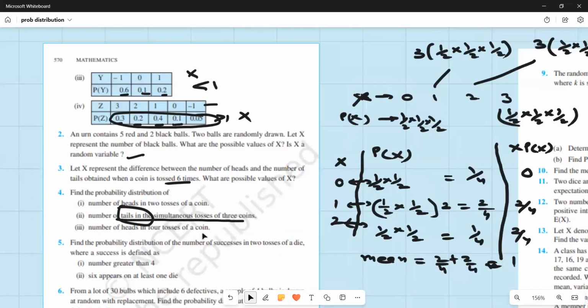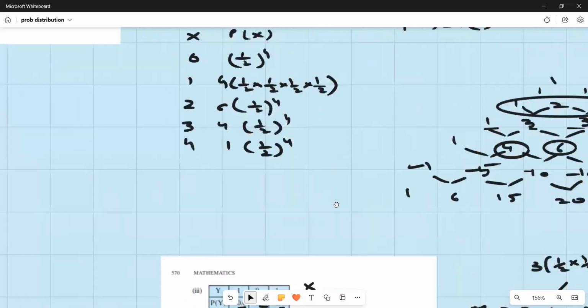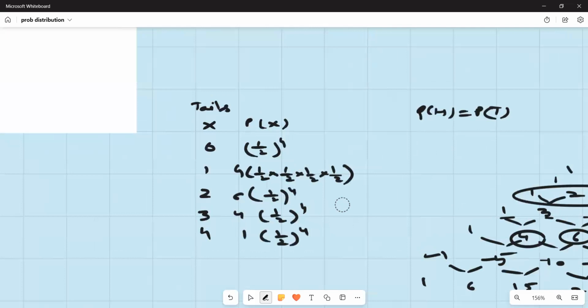Number of heads in 4 tosses of a coin. This is already told. If you take this as head also, not tails, then x0, x1, x2, x3, x4: no head, one head, two heads, three heads, four heads, right? So for no head, all tails, it is 1 by 2 into 1 by 2 into 1 by 2 into 1 by 2, 4 times.